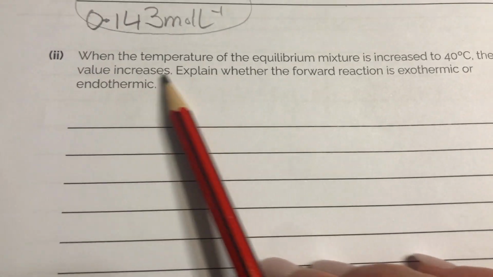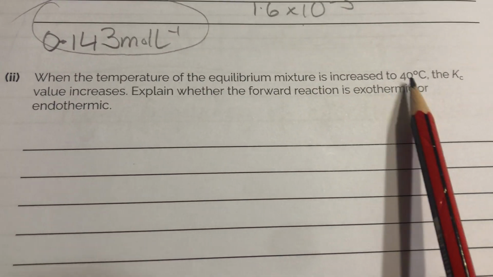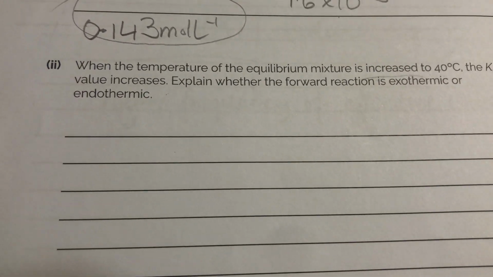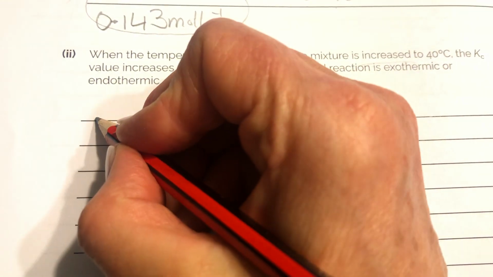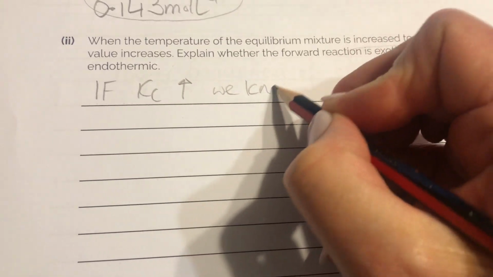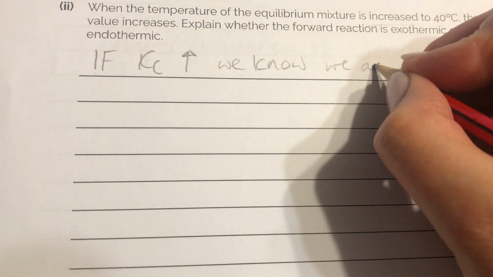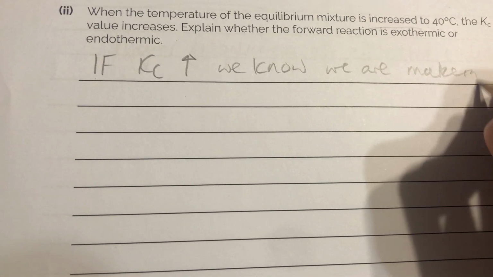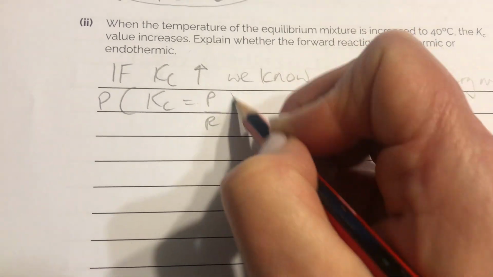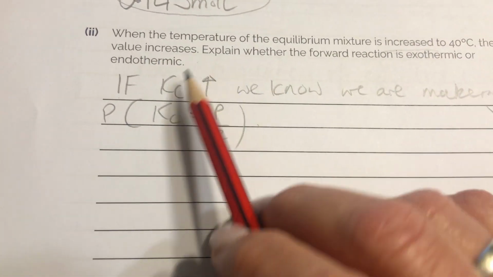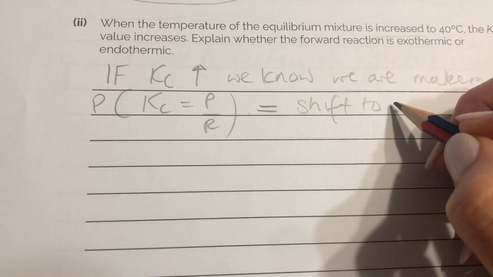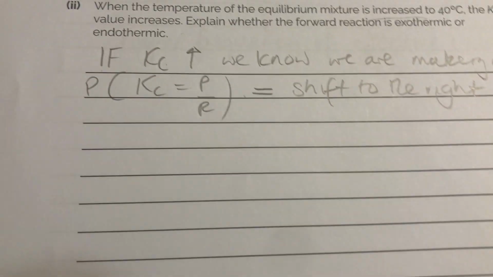Okay, over here, the next one, when the temperature is increased to 40, so it's an increase, the Kc increases. And we need to say if this reaction is exo or endo. So if Kc increases, we know we are making more products, because Kc equals products over reactants in very broad terms. So if the Kc increases, we know that equals a shift to the right to make more products. Okay, so that's our first piece of evidence.